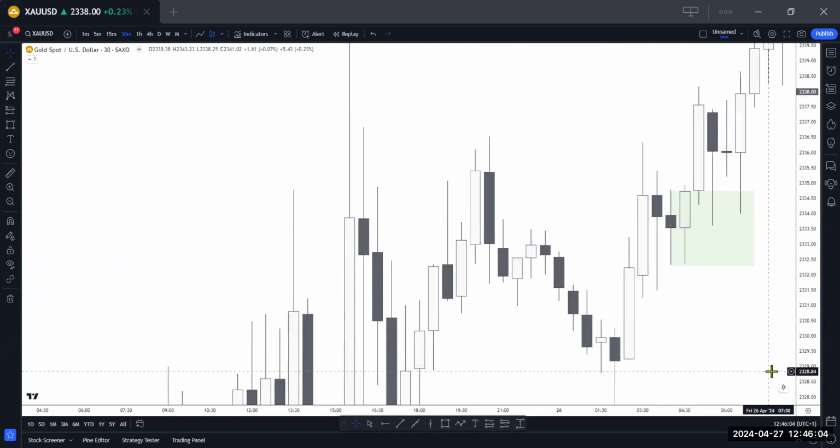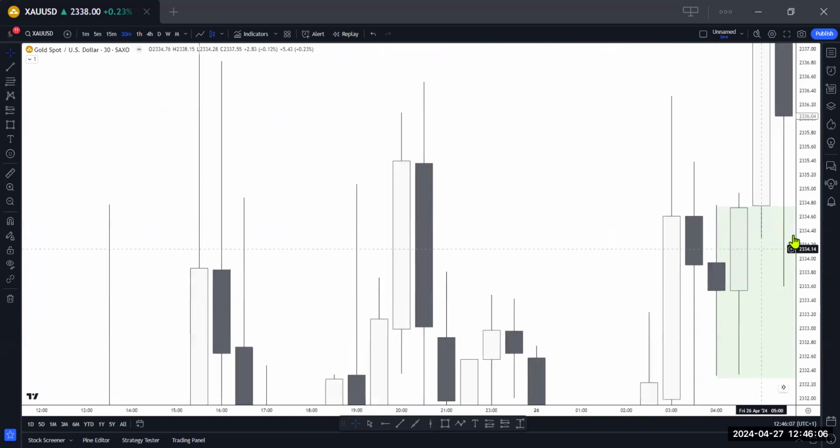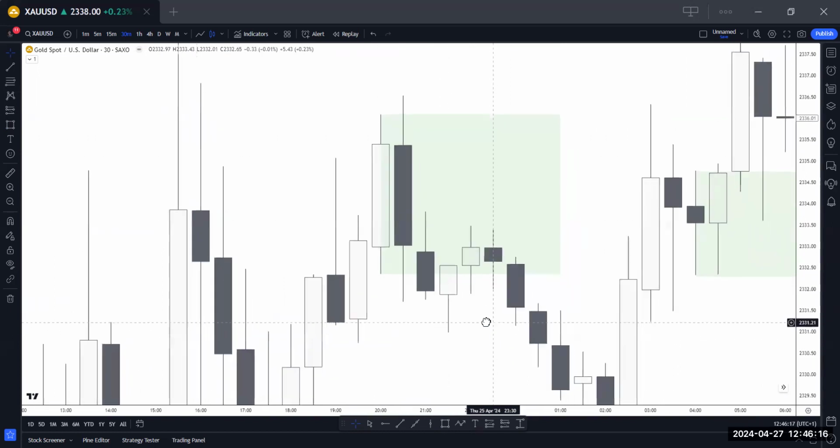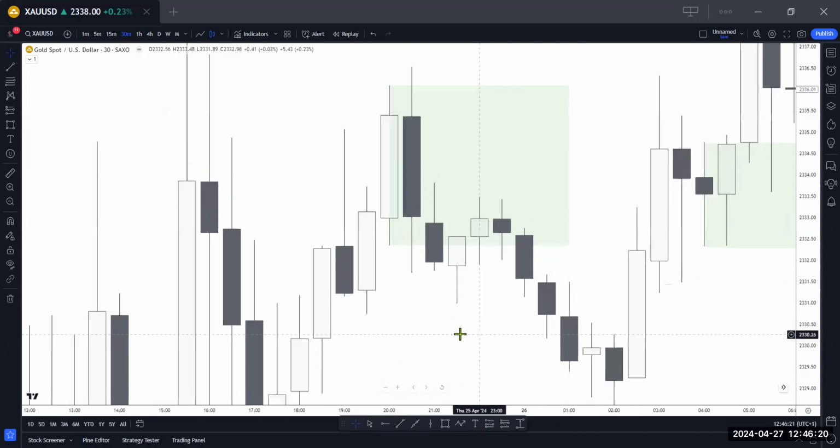See another bearish engulf. Bearish engulf right here. The bearish engulfing. Why is this valid? See, the wick took out this guy. Okay, so when price retraced, what happened? We started to sell. Okay, bearish engulfing.